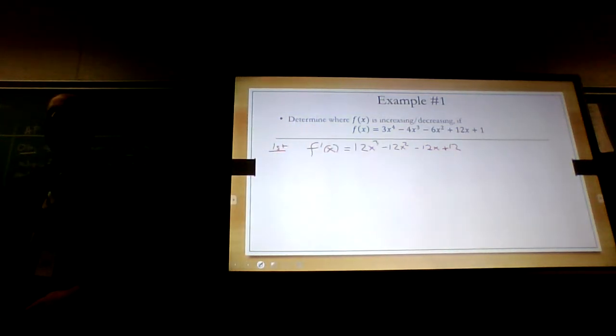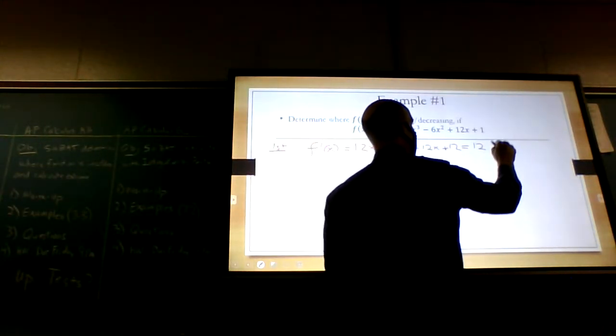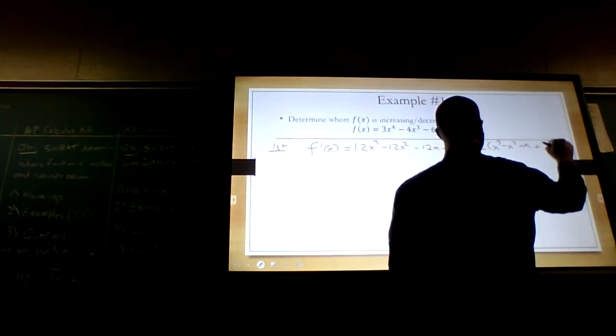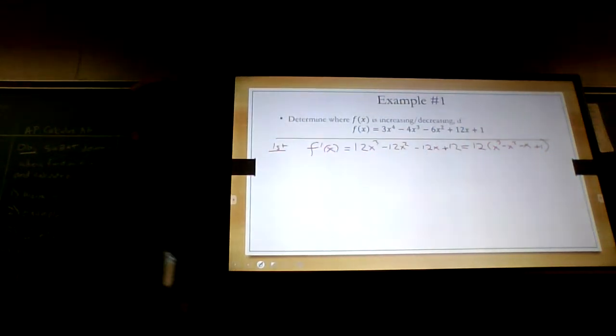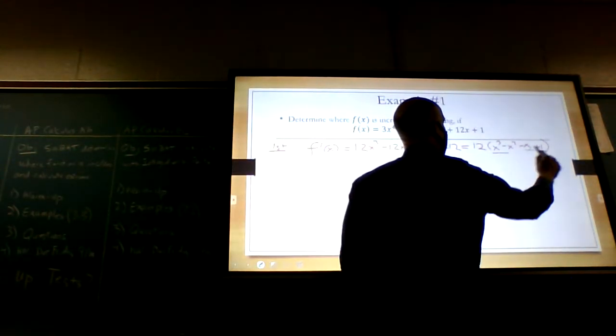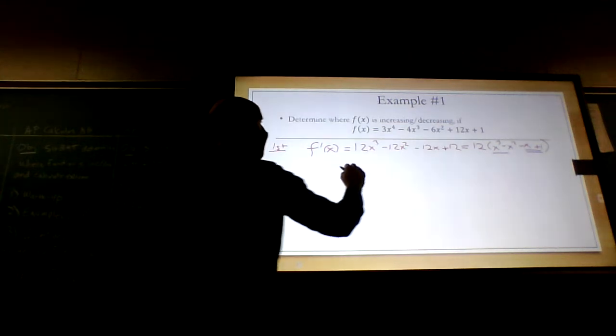Now, would you guys agree that there's a 12 in all of those? Yeah. So I could even factor out a 12. I could say that this is 12, and then that'd be x to the third minus x squared minus x plus 1. Something like that. Oh, can I factor the inside stuff? Can I factor these two terms and these two terms? Well, it turns out the answer is yes.